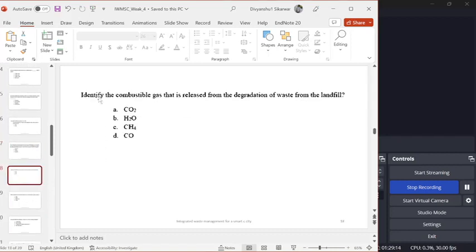The next question is: identify the combustible gas that is released from the degradation of waste in the landfill. Methane only, CH4? Yes, methane, and majorly methane and CO2 also. Because in a landfill, anaerobic degradation is mainly happening, and in anaerobic degradation, methane is released.